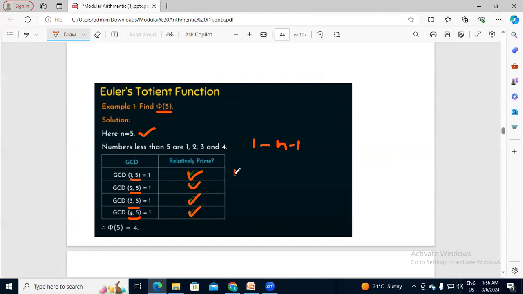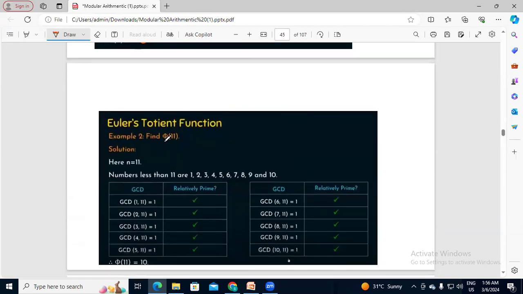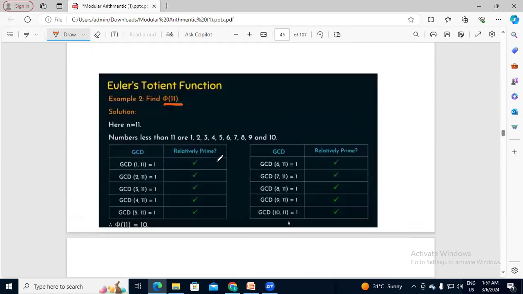How many such numbers are there? This is 1, 2, 3, 4. How many numbers are relatively prime? So these are the 4 numbers. So count, right? So the totient of 5 will be 4. Euler's totient of 5 is 4. Quite easy, right?